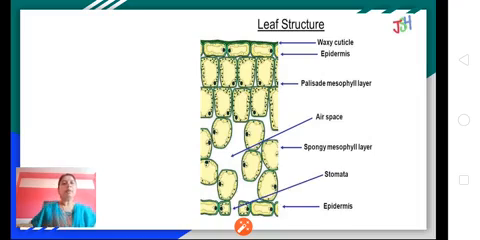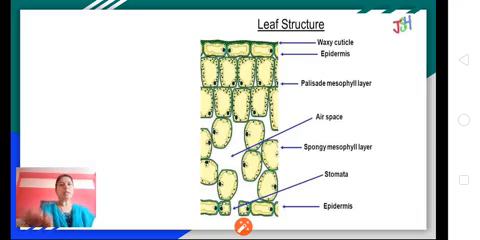You can see the uppermost layer, which is called the upper epidermis, the topmost layer. It is covered by cuticle. Why is it covered by cuticle? To prevent loss of water. Just below the epidermis, you will see long elongated cells. They are called palisade. And then below that you can see cells arranged with a lot of air spaces or gaps in between. It is called the spongy mesophyll layer.